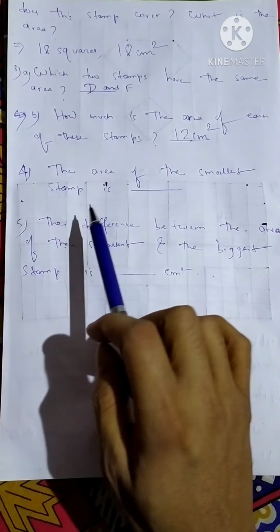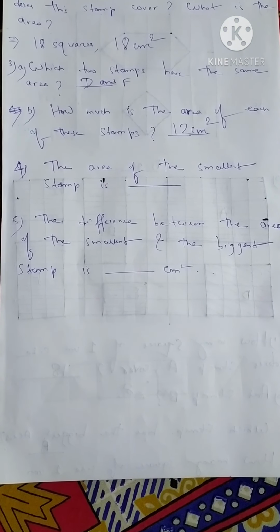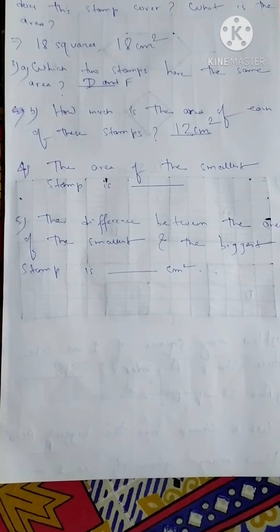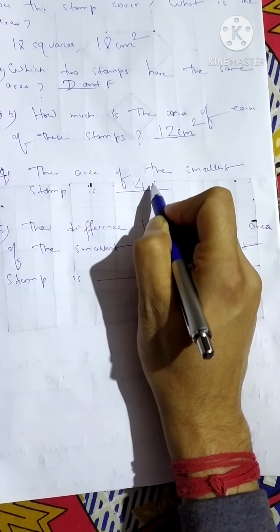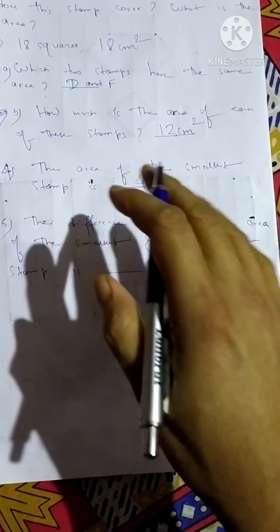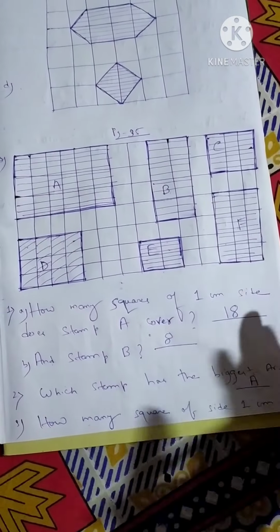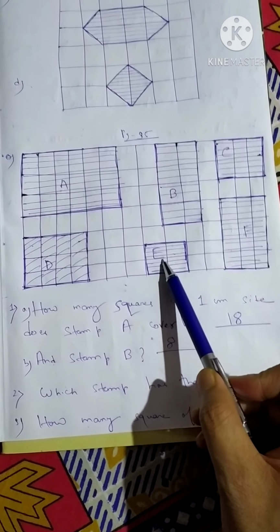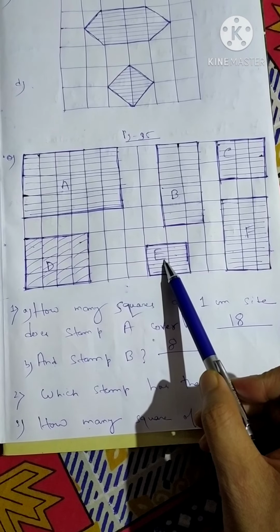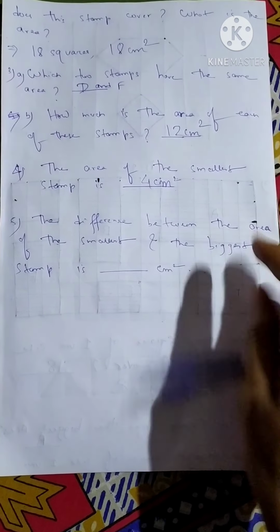Number 4, the area of the smallest stamp. What is the area of the smallest stamp? If you look at the question properly, the area of the smallest stamp is 4 centimeters square. Again, I am telling, whenever you are doing this question, open the NCERT book, because I am not turning the page. Let me show you which one is the smallest area. This one: 1, 2, 3, 4. This one is the smallest area. Which stamp? Stamp E. So here the answer will be 4 centimeters square.